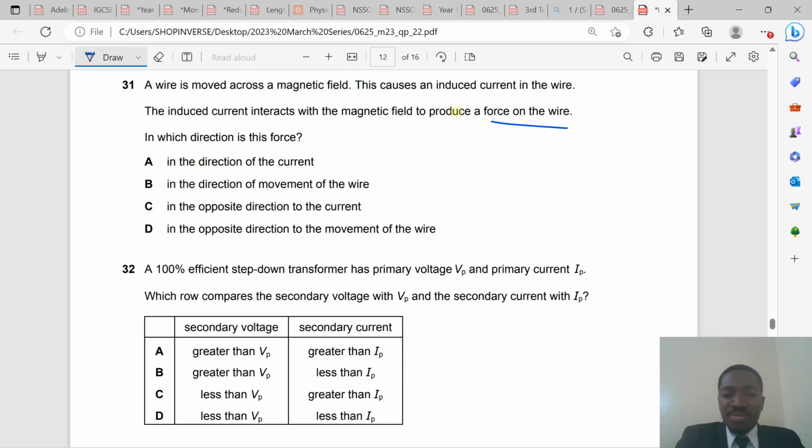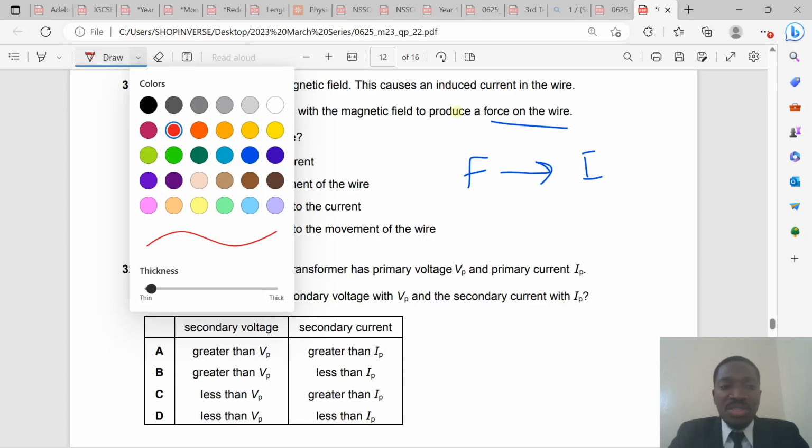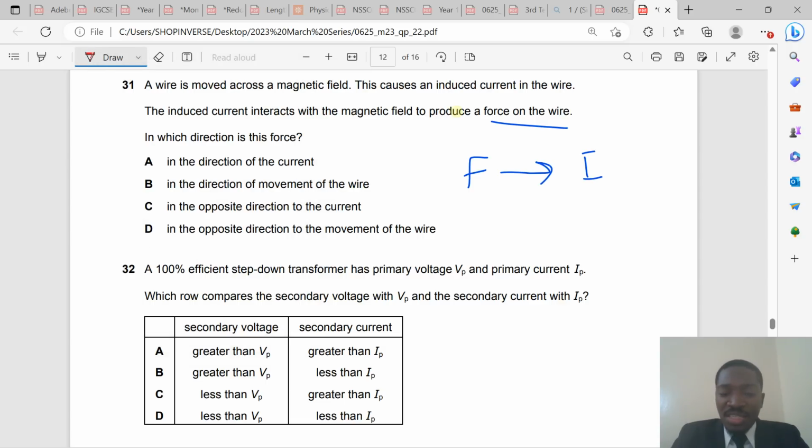Now, if a force is used to produce current in a magnetic field, and that current is now interacting with the field to produce another force, the direction of that force will be in opposition to the force producing the current. That is how it works. It will tend to oppose the force producing the current. That is how the induced force interacts with the original force creating the current.